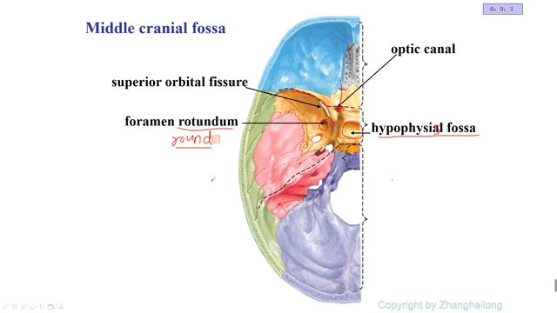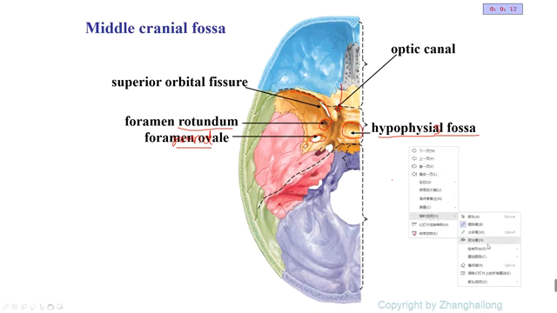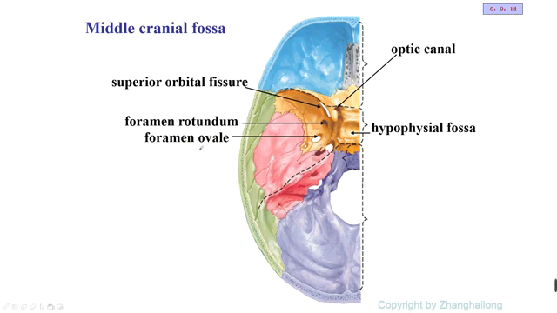Okay, and continue. There is another foramen, the foramen ovale. Ovale is not very round. And here is a very, very small foramen. These two are big, this one is small. It is the foramen spinosum. What structure is in these three foramina?